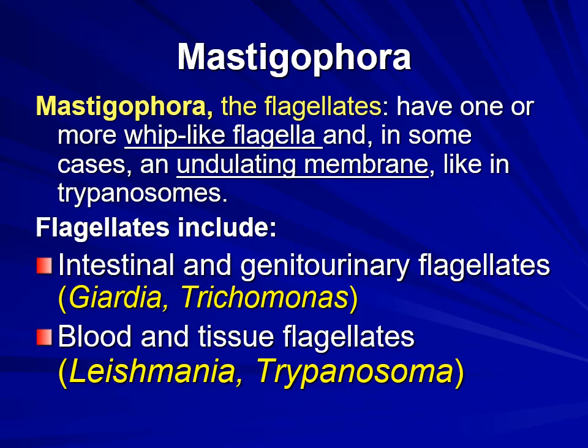Okay, so we go on with the Mastigophora, and in the Mastigophora we have the flagellates, and under the flagellates we have got intestinal and genitourinary flagellates that we mentioned before, Giardia and Trichomonas, and the blood and tissue flagellates, those are Leishmania and Trypanosoma.